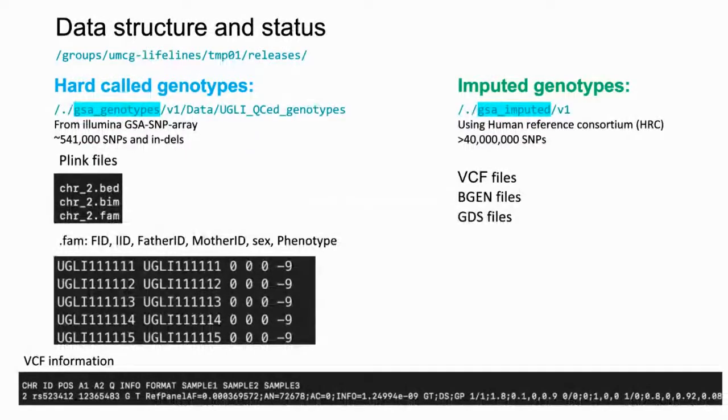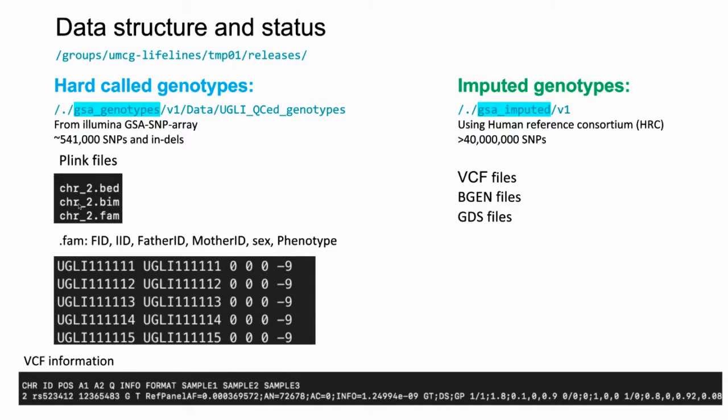So for the data, for Lifelines, we have two sets of genotype data. First of all, we have UGLI, which is a genotype for 36,000 individuals. This one is in two forms. First, we have the hard-coded genotypes, which is just the direct output of the genotyping array. This is about this number of SNPs. And this is in PLINK format. So I don't know if you have heard about PLINK format at this point.